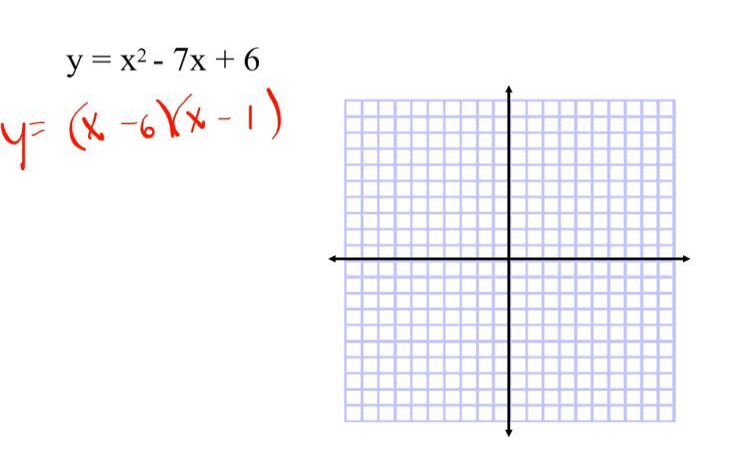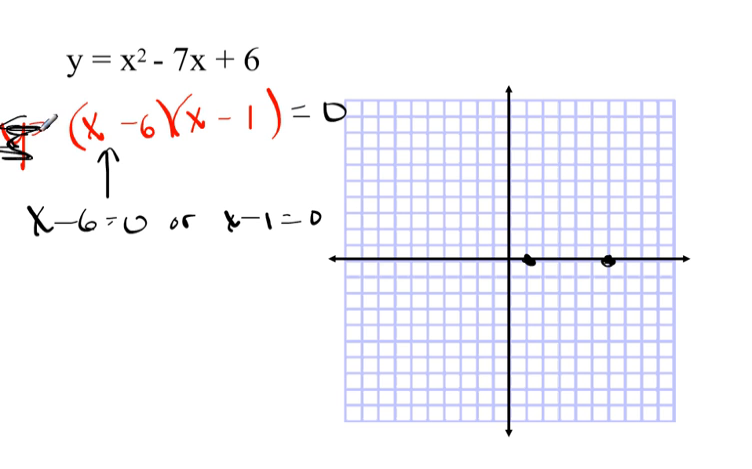To get my intercepts now, I just take the opposites of these. So I'm going to say positive 6 and positive 1. Okay, again, x minus 6 is 0, or x minus 1 equals 0. If I make this all equal to 0 for my y, my height is now 0, which means I'm going to find my x-intercepts. So x equals 6 or 1.